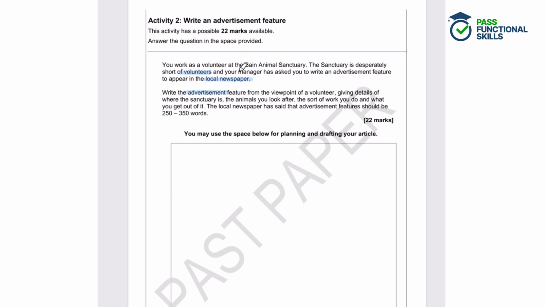Finally, let's consider the purpose that we've been asked to write. So we are writing this from the viewpoint of a volunteer, which means that we are putting ourselves in a volunteer's shoes and explaining what we do, giving details of where it is, and the animals that you look after, the sort of work you do, and what you get out of it. So there's lots of different details that we've been asked to include here. And we've got to explain the location. Maybe we might say that it's in quite a rural area, for example.